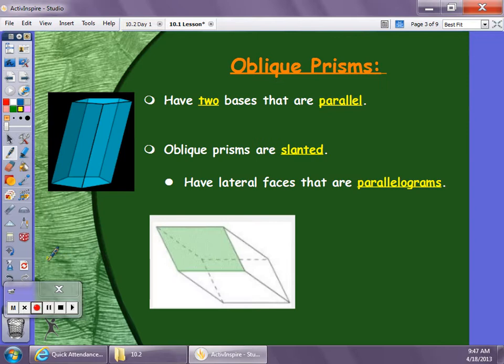Oblique prisms also have two bases that are parallel, but oblique prisms are slanted. Because they are slanted, the lateral faces are no longer rectangles, but they are now parallelograms. So on the left is an example of an oblique hexagonal prism, and the example on the bottom is an example of an oblique rectangular prism.